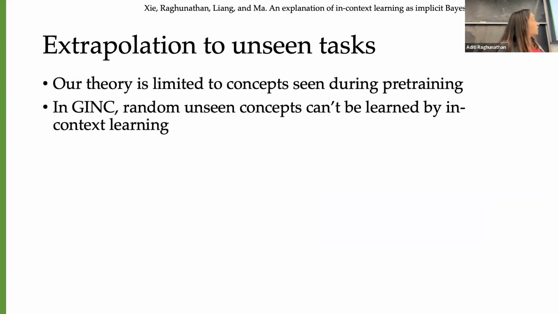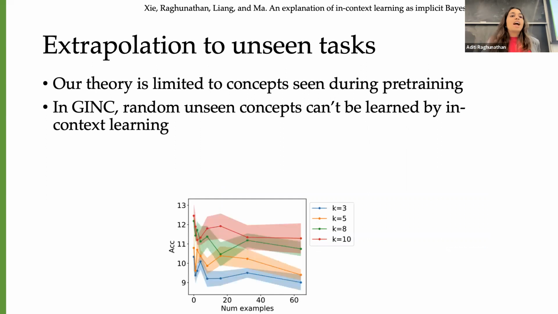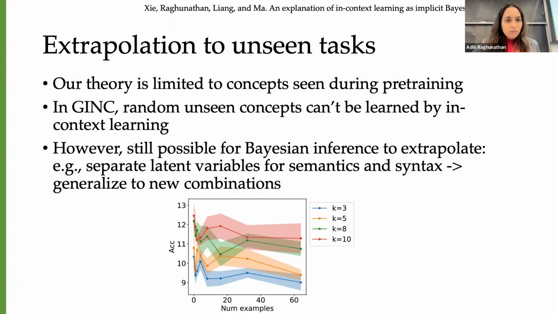Even though our theory is limited to pre-training, the concepts seen during pre-training, somehow the model is able to do random unseen concepts as well. Of course, not as well, so you don't get very high accuracy, but it's still higher than random. So somehow the model is also, again in this case, able to generalize across some notions. Take this with a grain of salt, because it depends on how unseen concepts are defined, but it's not like the model completely breaks.